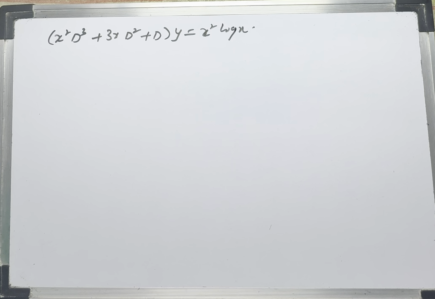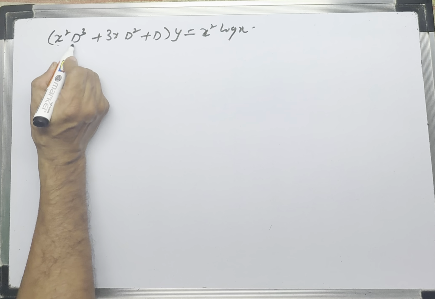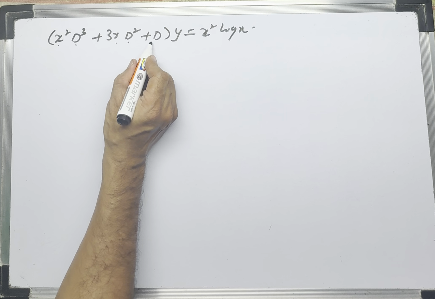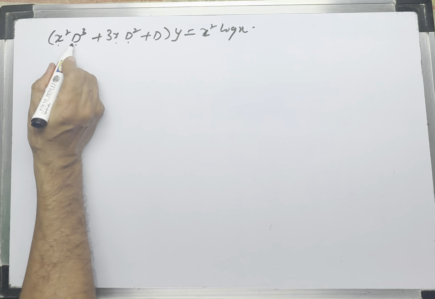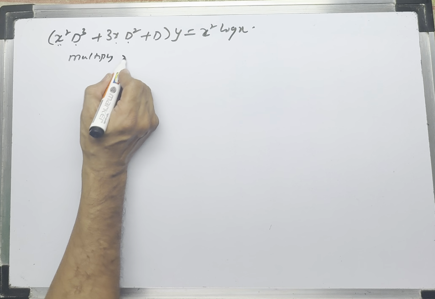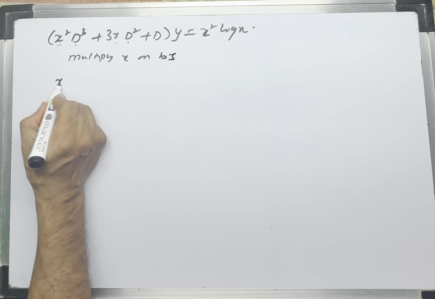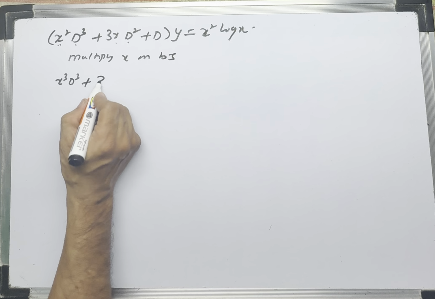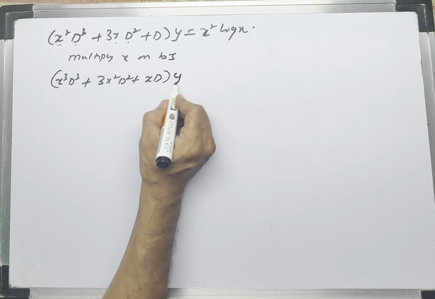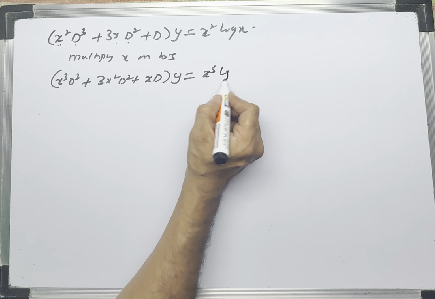The next problem is quite different. Here x square d cube is there, x d square is there. So to make this in the required form, we need x here. So multiply x on both sides. So this is x cube d cube, 3x square d square, xd into y is x cube log x.